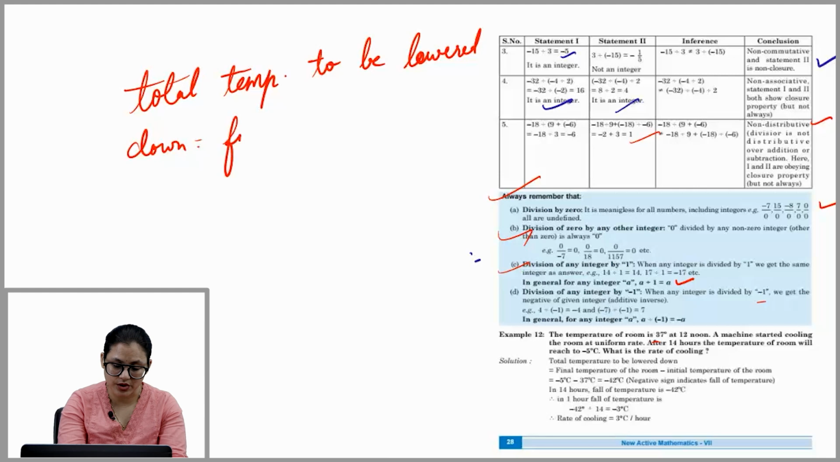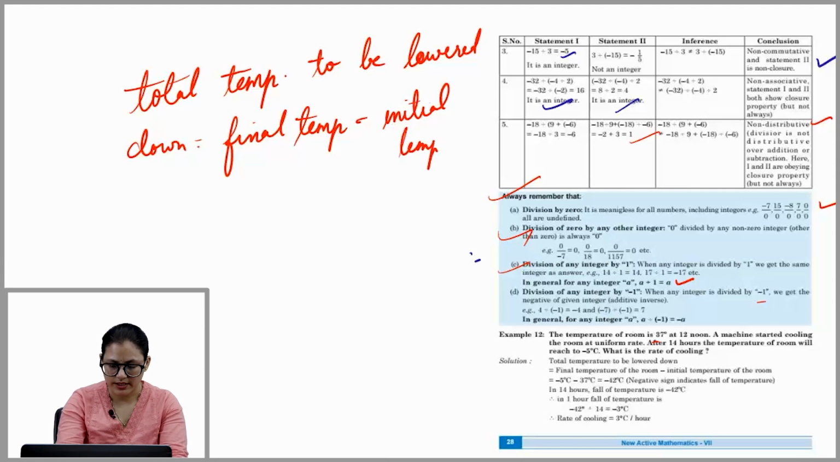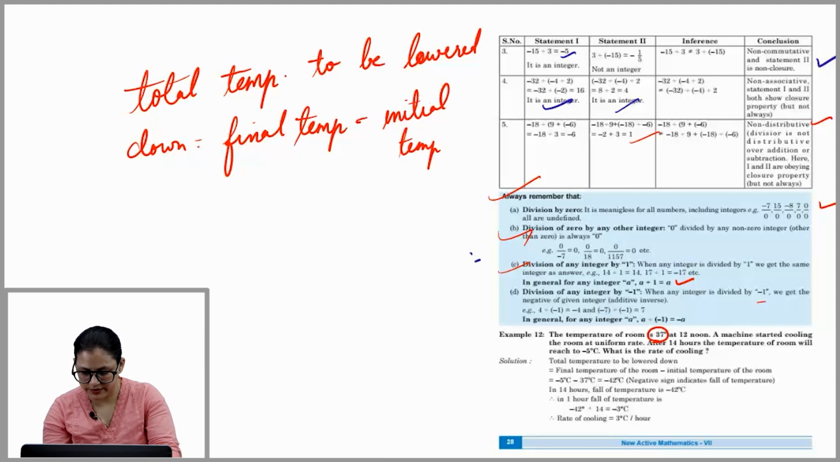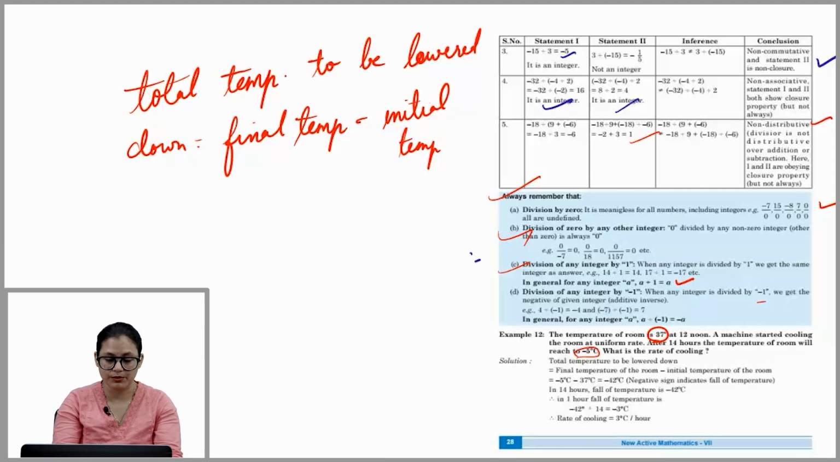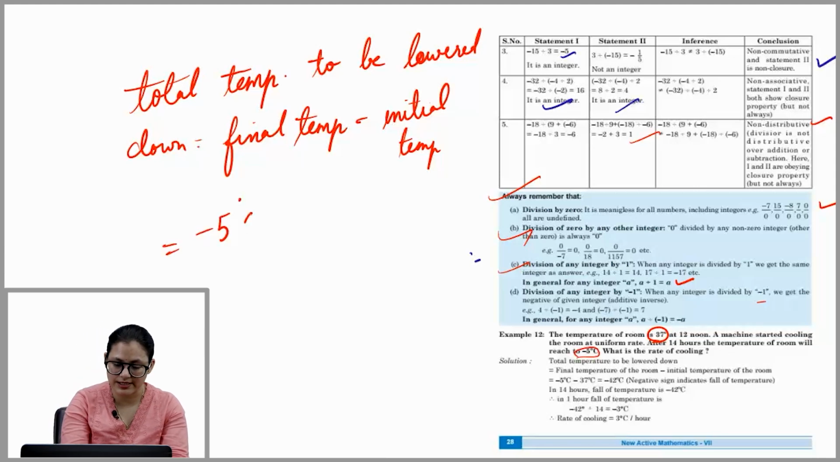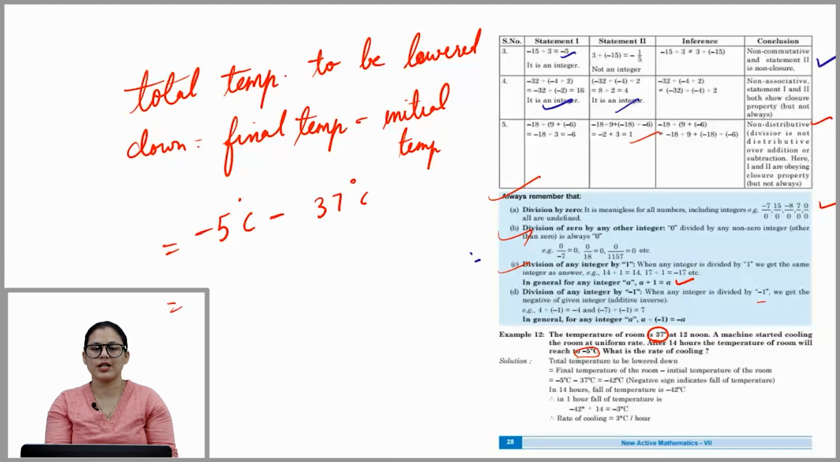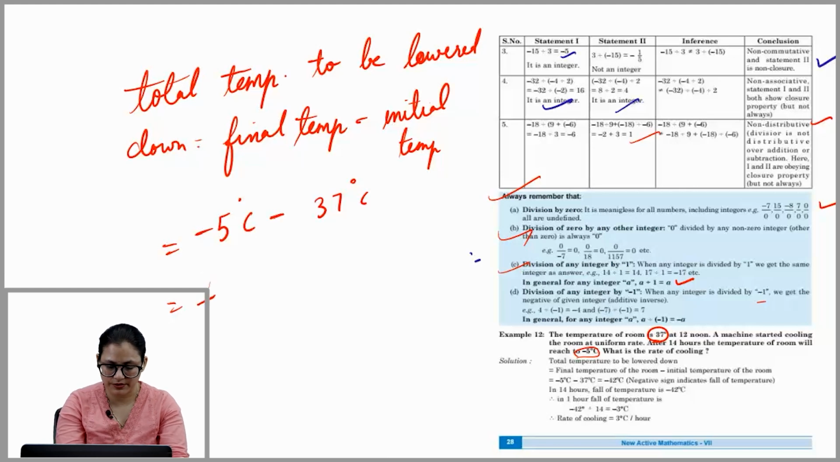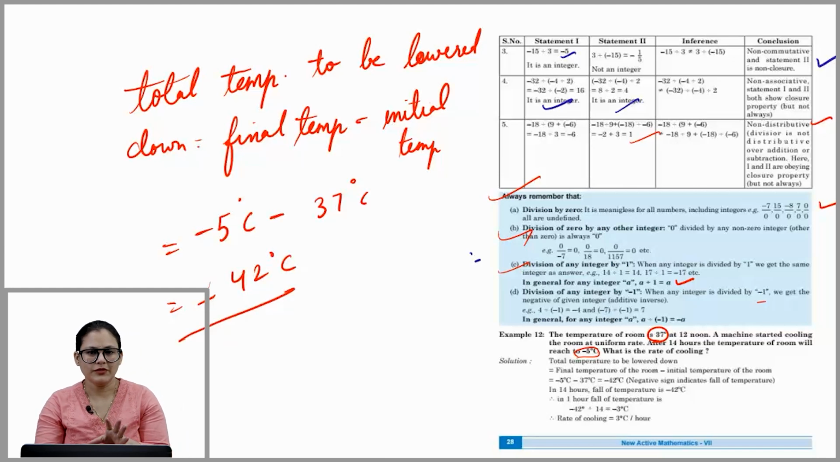Final temperature minus initial temperature. Initial temperature is 37 and minus 5 degrees Celsius is the final temperature. So, minus 5 degrees Celsius minus 37 degrees Celsius. Both signs are equal, so we add them up, but the sign will be negative. So, 37 plus 5 is 42, minus 42 degrees Celsius. One thing also: the negative sign indicates that the temperature is falling.